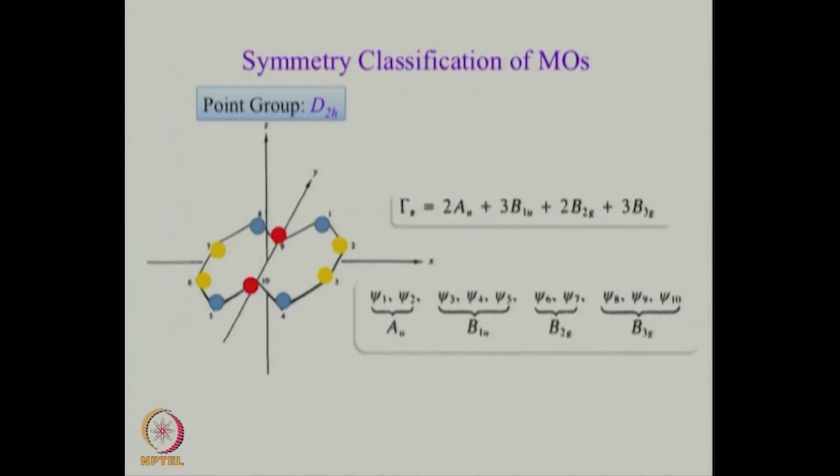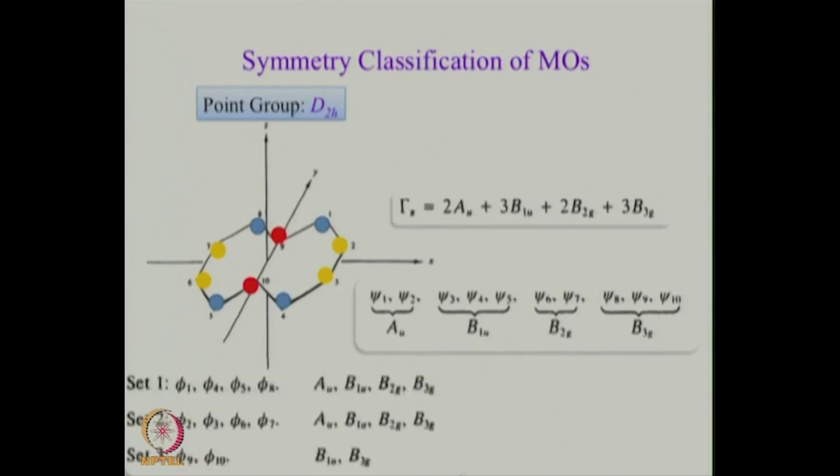So these 3 form 3 different groups, and also what you could do is take 5 1, 5 4, 5 5, 5 8 together, form the reducible representation, break them down, and you will see that they break down into AU plus B1U plus B2G plus B3G.